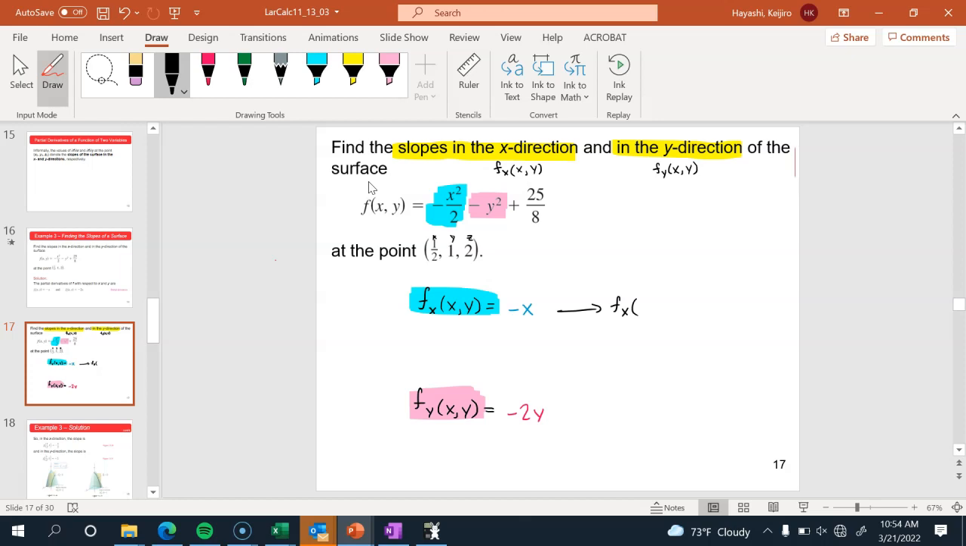You don't have to put the y constant anymore? Well, you can. Y is constant here, and x is constant here. But that doesn't really matter. We're not interested in it for this problem.